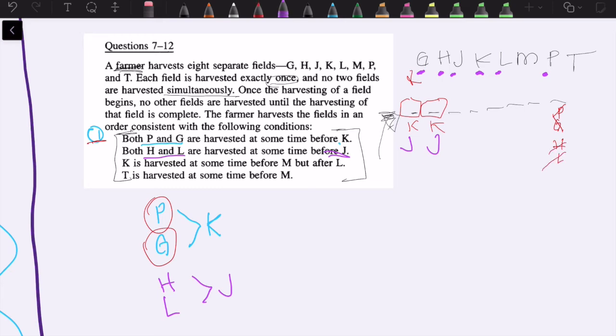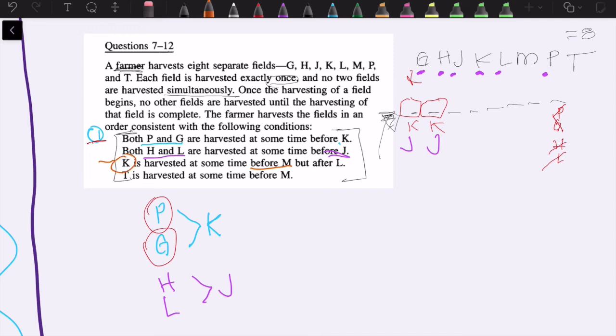So one thing cool that's going on already is we have 1, 2, 3, 4, 5, 6, 7, 8 variables total. We already know that 8 of them cannot go last. But let's go ahead and go on to our third rule, which says K is harvested at some time before M, but after L. Okay, so this one gets a little bit trickier, right?